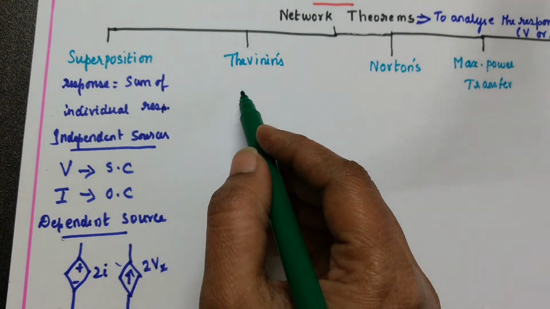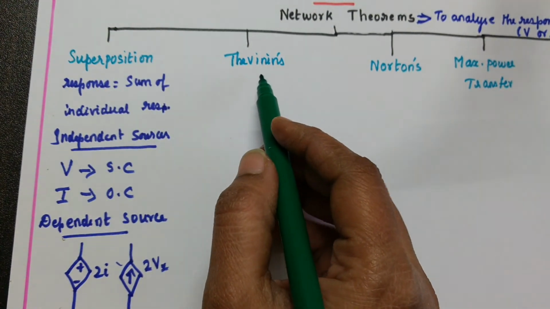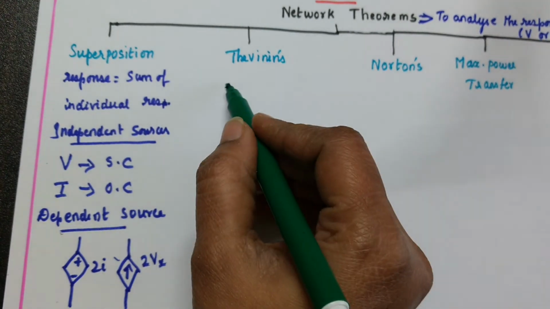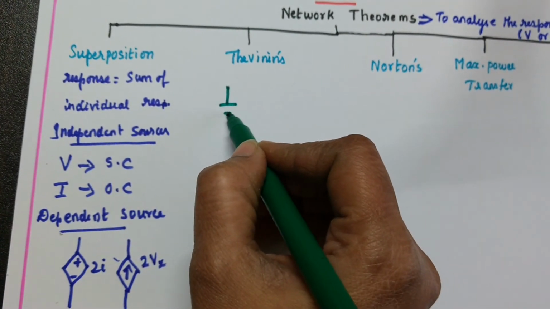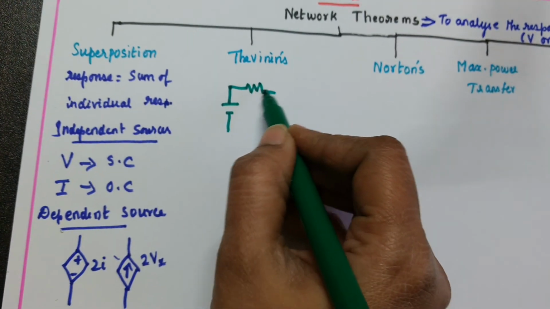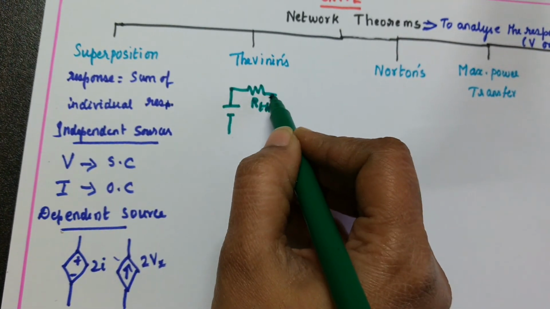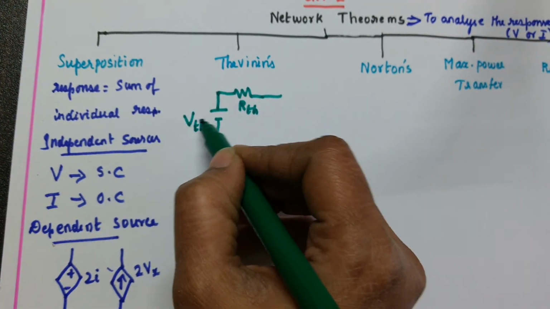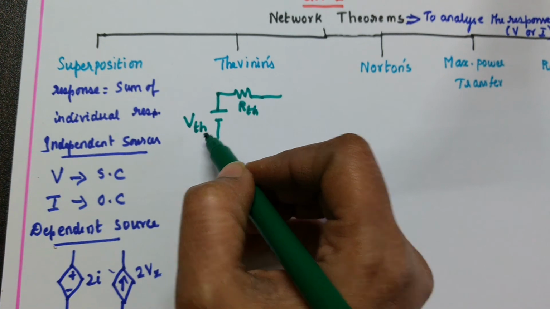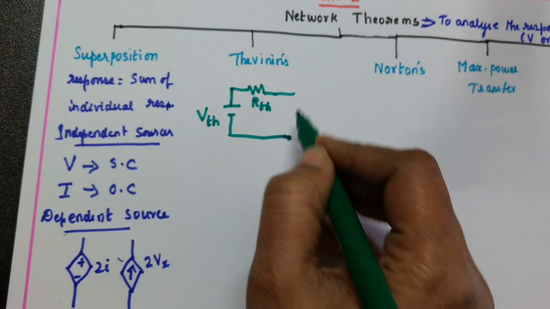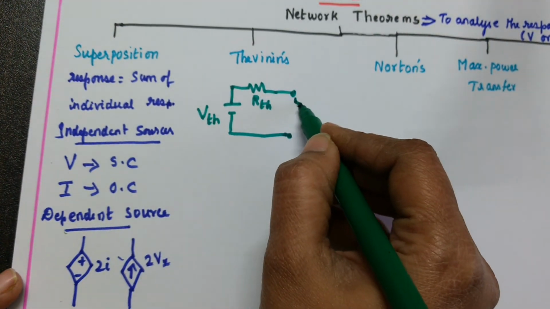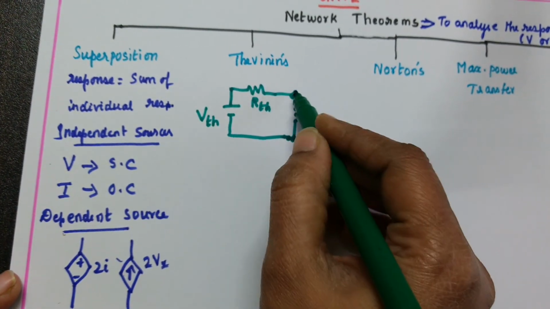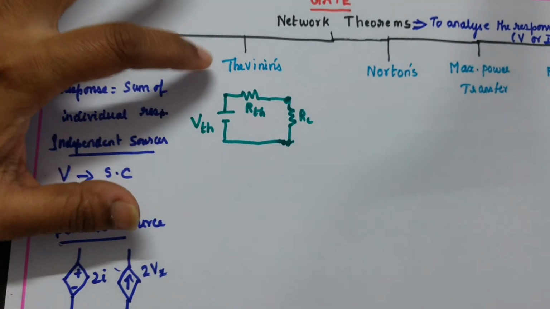Next one is Thevenin's theorem. Thevenin's theorem is used to analyze the response by replacing multiple sources with a single voltage source in series with an equivalent resistance, which is called R Thevenin, that is Thevenin's resistance, and this single voltage is Thevenin's voltage, which is connected to the load terminals. So this is the Thevenin's equivalent.